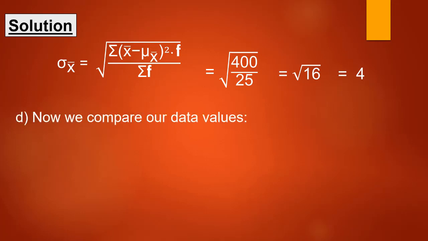Now we can compare the data values. First thing we notice is that when we found mu of x bar, it was 12. When we originally found the mu, it was 12. So mu of x bar was equal to mu. That's actually always true when we're dealing with sampling distributions of sample means.